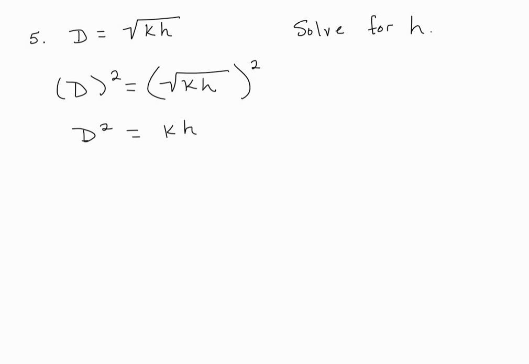Now I need to get rid of the k. It's being multiplied, so I do the inverse of multiplication, which is division. So divide there. And you have h equals d squared divided by k.